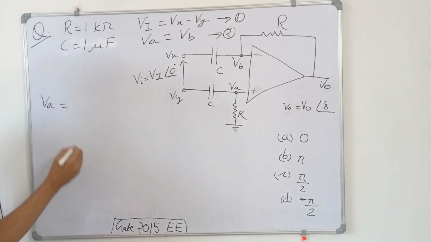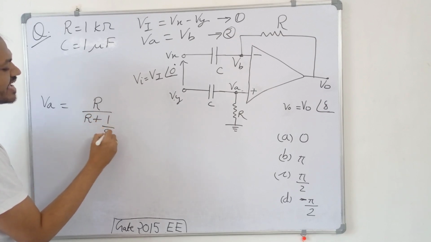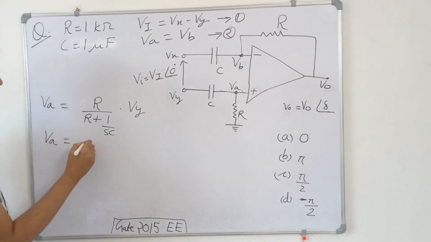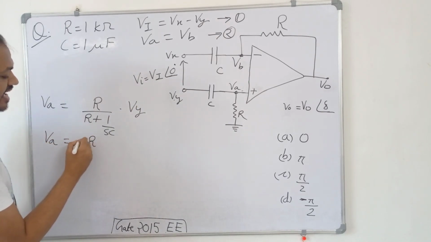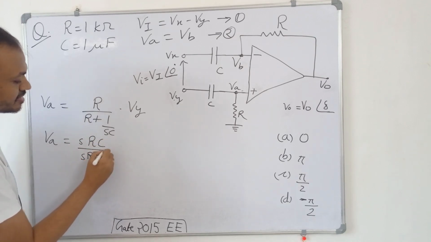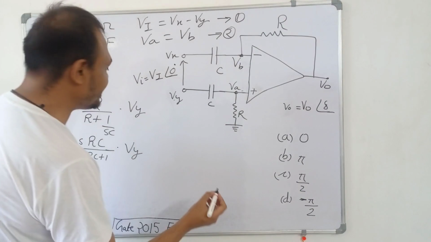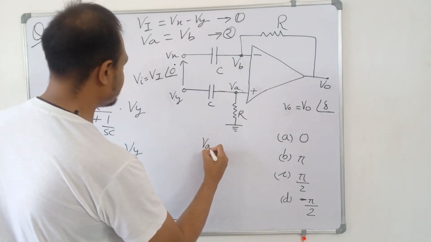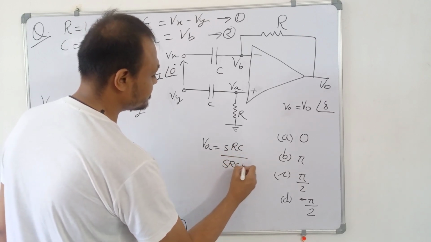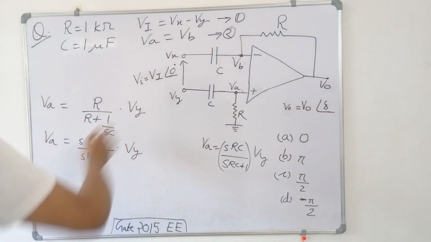By voltage divider rule, Va equal to R upon R plus 1 by Sc dot Vy. Okay, so we can write Va equal to SRC upon SRC plus 1 dot Vy. So this is the third equation. So I am writing it here. Va equal to SRC upon SRC plus 1 into Vy, where Vy is this voltage.